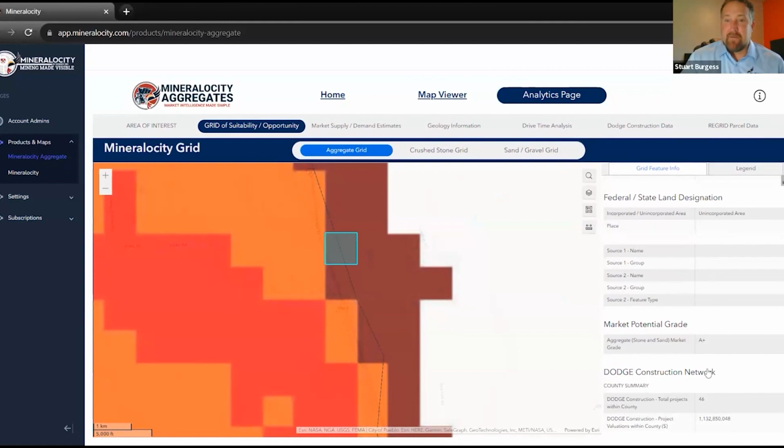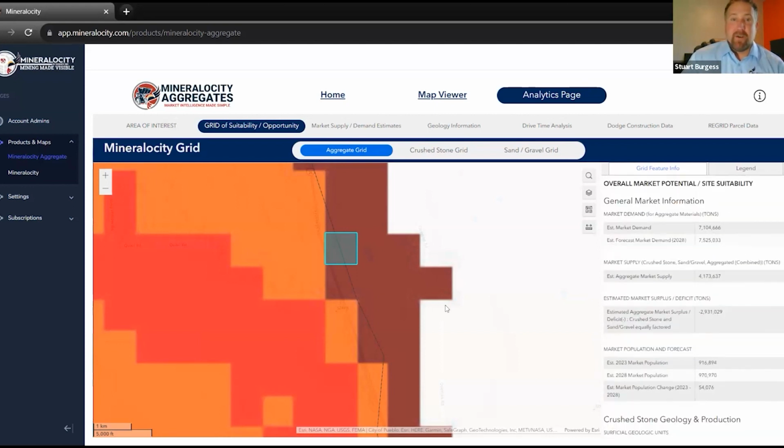So let's narrow it down a little more. It's got an A plus. And then looking at the Dodge construction data, there are 46 projects that are either pre-permitting, permitting, or somewhere in the early planning and development phases, worth approximately $1.13 billion. So a significant amount of actual planned projects, as well as just the regular demand that comes with the population growth in the area. So this is a really ideal spot.